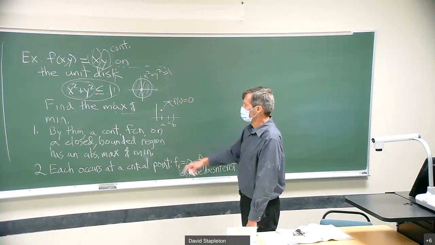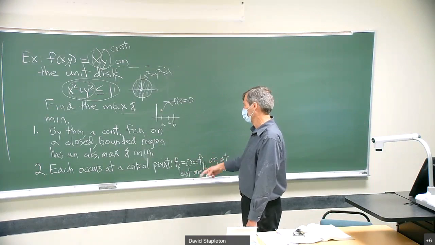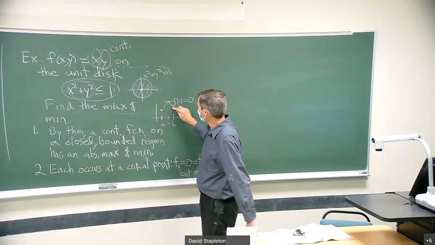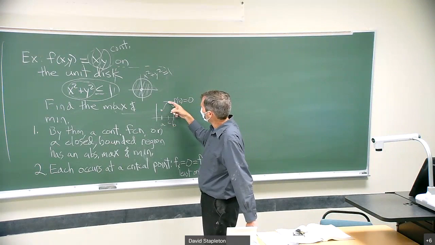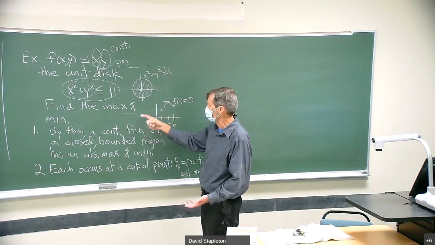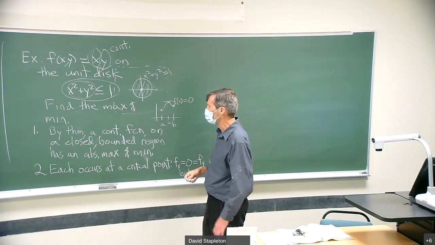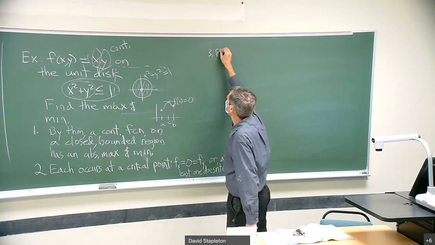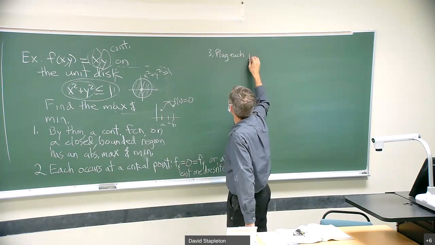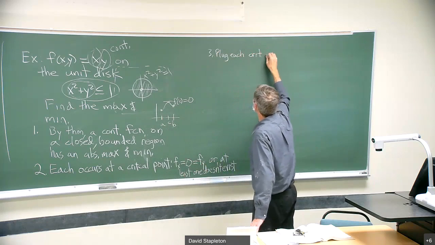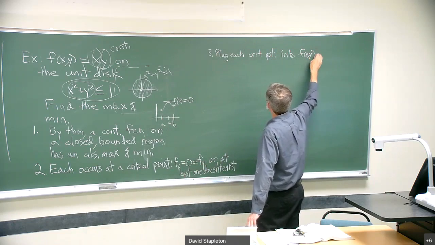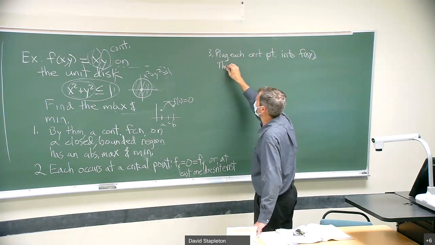So one, we make sure it's a closed bounded region if we're going to find absolute maximum minimum. Two, each one occurs at a critical point. What did we do in calculus 1? We said, well, these are the candidates, the endpoints, and the critical points. And so you just plug every one of them into the function. The largest was the absolute max, and the smallest was the absolute min, because the theorem said there was one, and these are the only candidates. Same thing here. You just plug each critical point into f of x, y. The largest will be the absolute max and the smallest will be the absolute min.